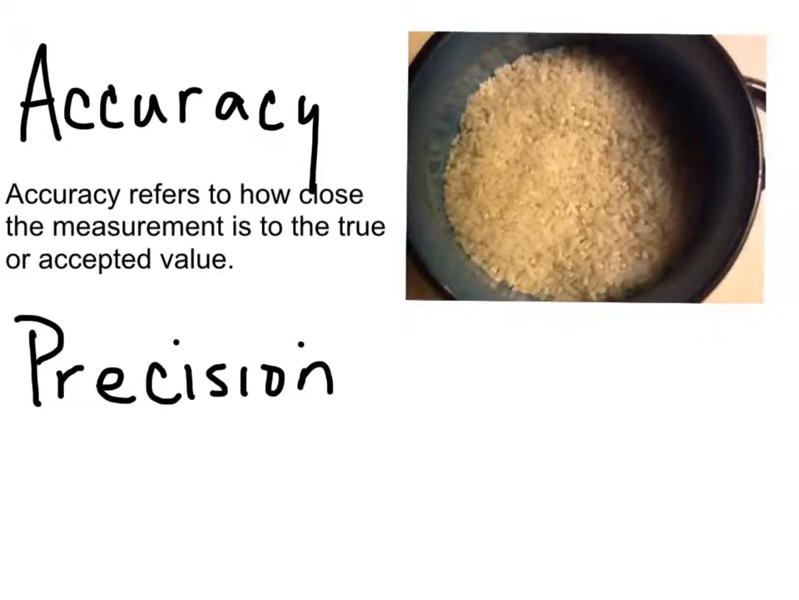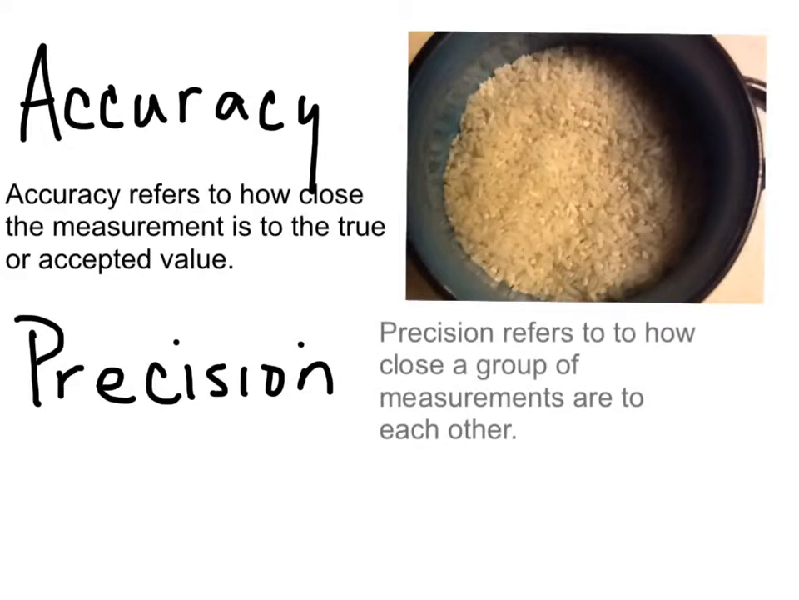This is different from precision. Precision refers to how close a group of measurements are to each other. So, the two people stop and count every single grain of rice. They come up with two or three different numbers. One number's way off, another one's close, the others are right on the money. How precise are they? How accurate are they?